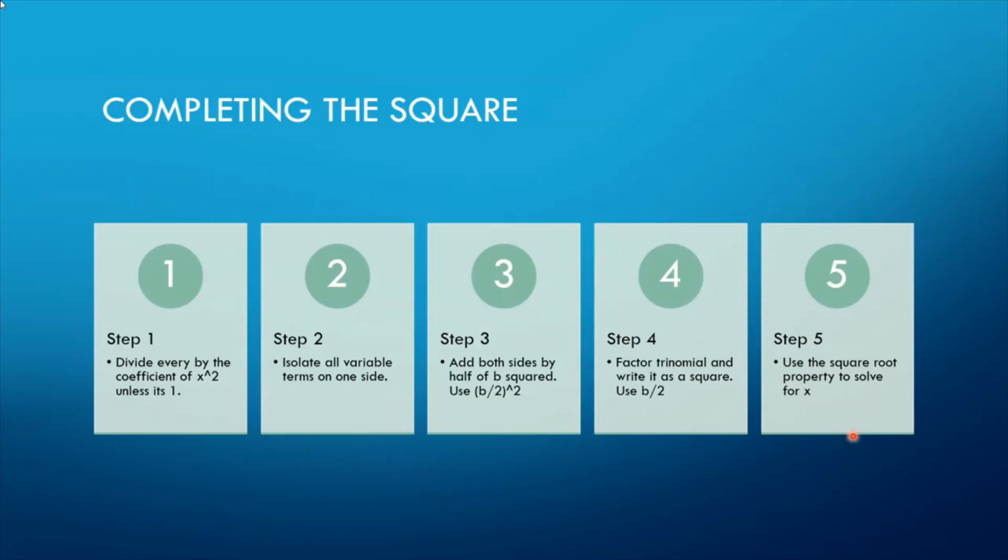So step number 1 is divide everything, every term, by the coefficient of x squared, unless it's 1. Step 2, isolate all variable terms to one side, which means put your constants on the other side. Step 3, add to both sides half of b, the whole thing squared, or b divided by 2 squared. Step 4, factor the trinomial, write it as a square, use b over 2. And step 5 is use the square root property to solve for x.